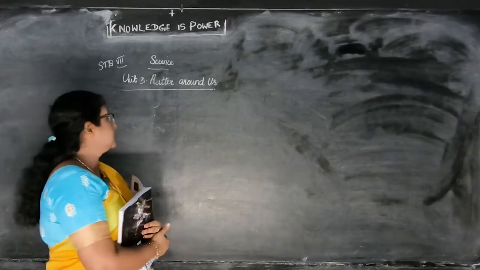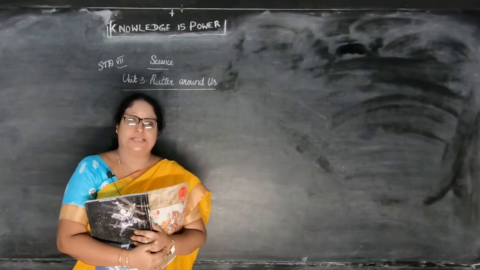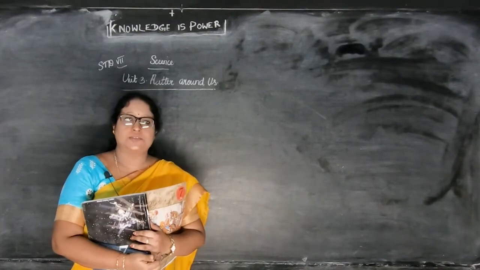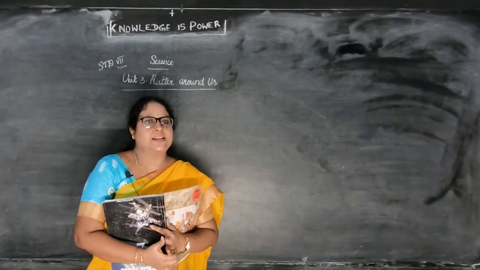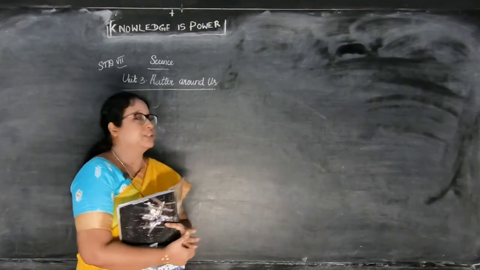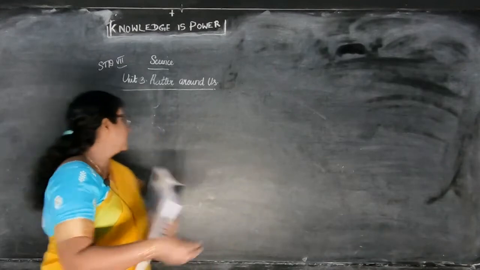That's for 7th standard science, unit 3, matter around us. So in the previous class, what did we see, children? We saw about atoms, molecules and elements. And in elements we saw about the metals and non-metals. Now we'll continue with the metalloids. So next is the metalloids, children.